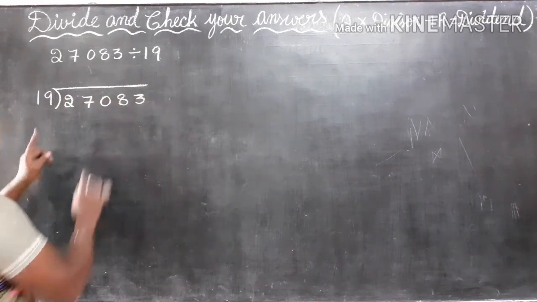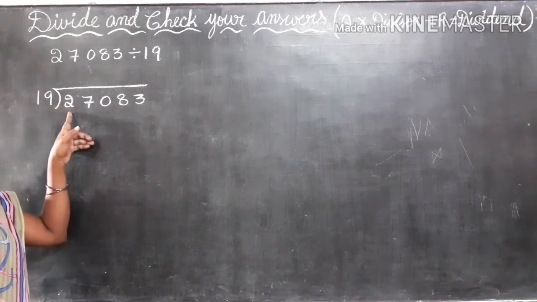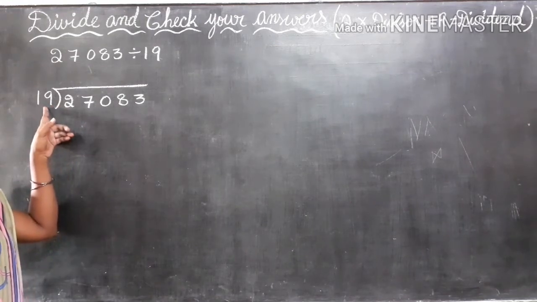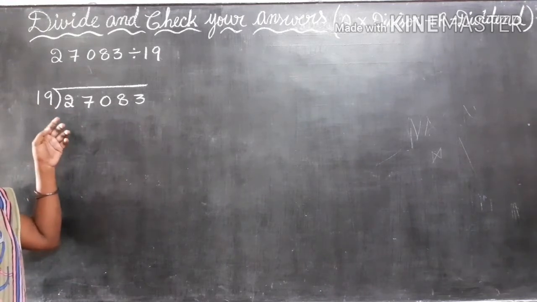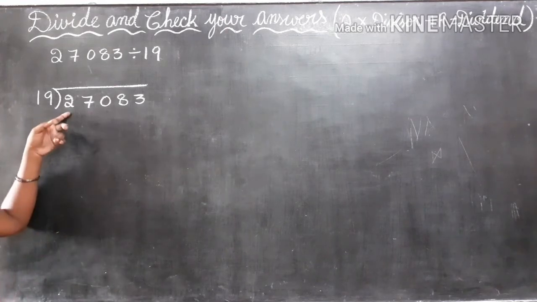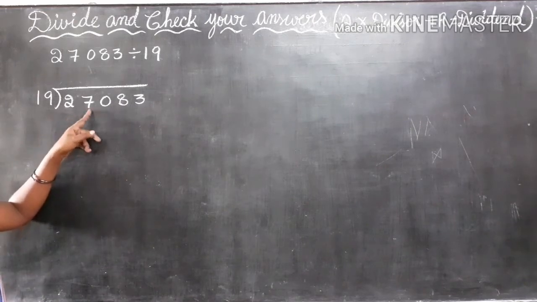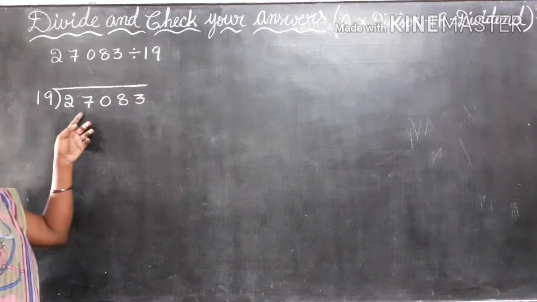27,083. Here first we have to take 2 as dividend. This 2 is smaller than the divisor. When we do division, the dividend is always greater than the divisor, so if we take 2 it is not possible. So next we have to take 27. Now this 27 is more than 19. We can do it now. 19 table.